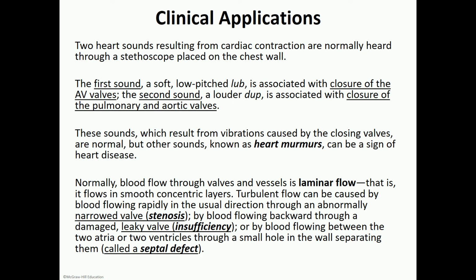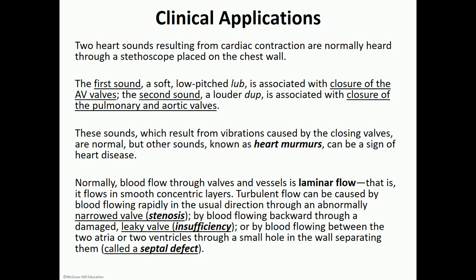The first heart sound, that first lub that you hear, is due to the closure of the atrioventricular valves, so both the tricuspid and mitral. The second heart sound, which is a louder dup, happens due to the closure of the semilunar valves, which are both your pulmonary and aortic valves. So these are normal heart sounds. What about the abnormal ones?